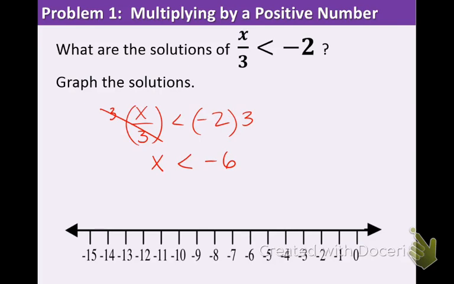Now we go to the graph below. We have an open circle on the negative 6, and we shade towards the left, because those are the numbers that are smaller than negative 6. Also remember the little trick that less than symbol points towards the left.